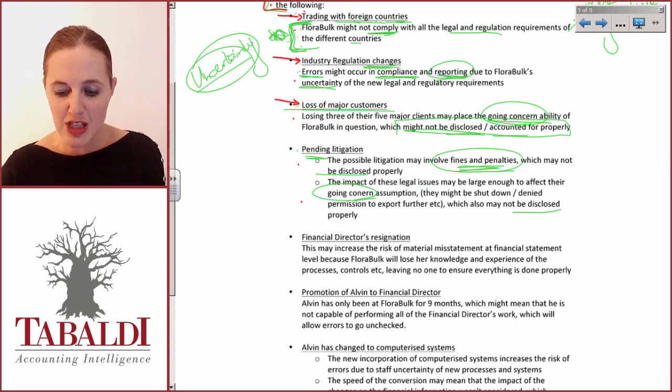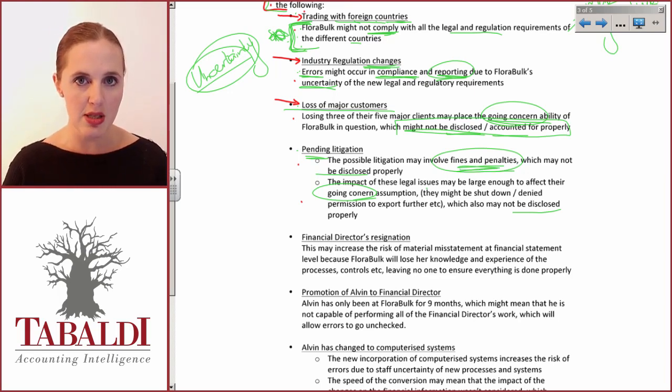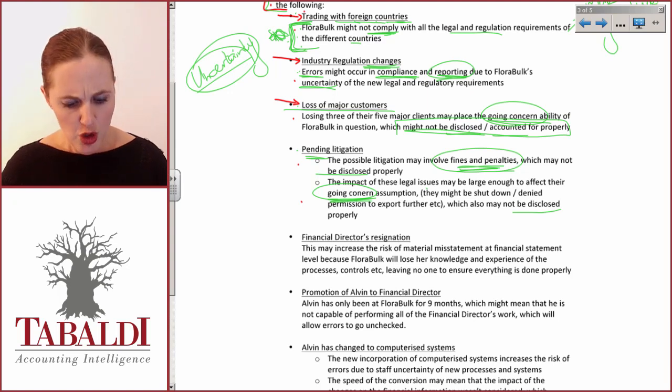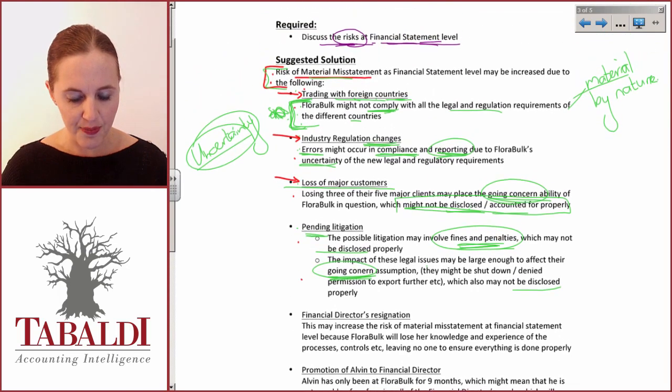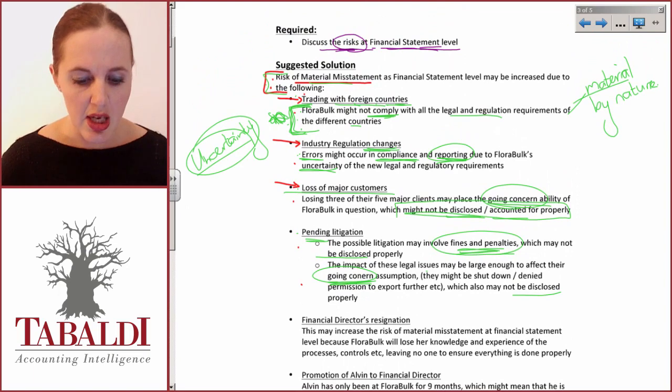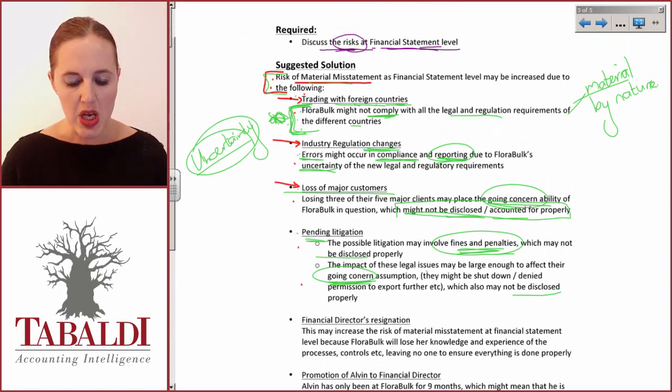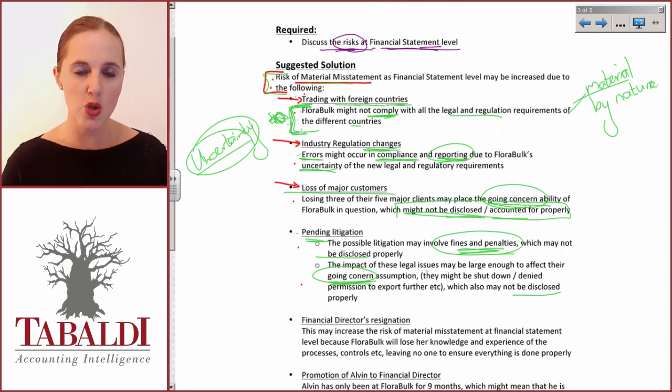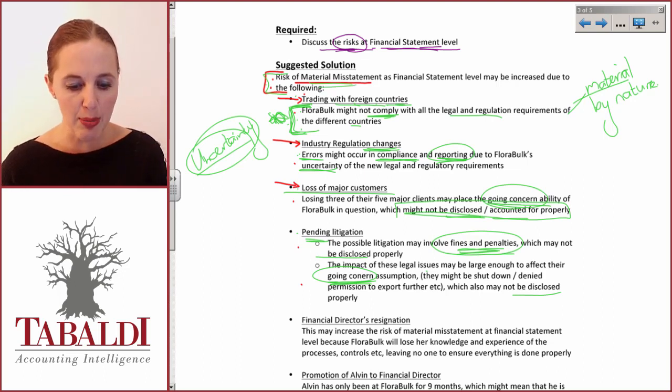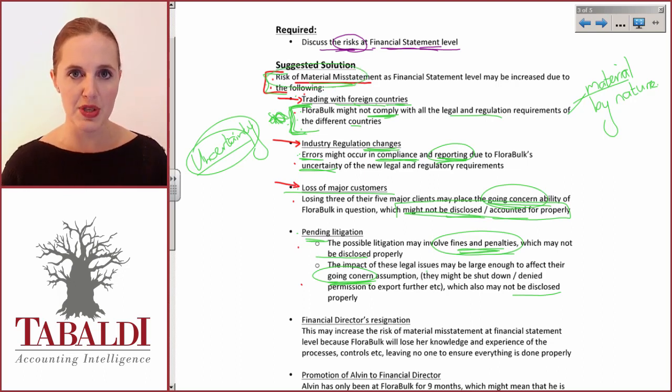So it might just be related to the fines and penalties that haven't been disclosed, or it might be that this is going to be so big that it affects your going concern, and that's going to be a problem. So the way that I've structured this, what I've tried to do is to say, how do you, in your answers, make sure you're actually answering the question? You've got to tell me the risk of material misstatement has increased. We've done that right up front.